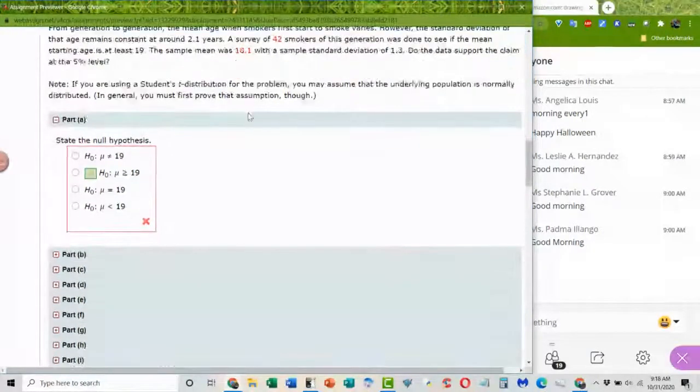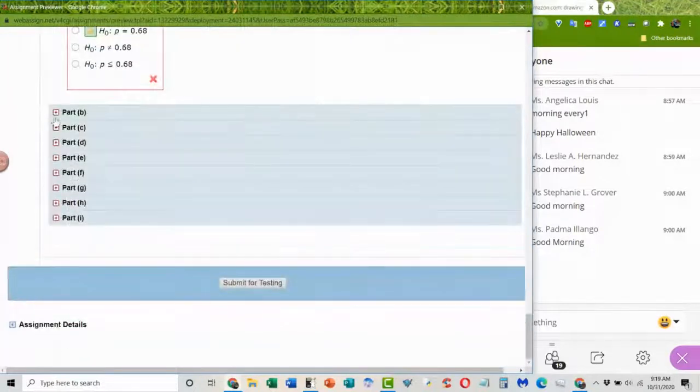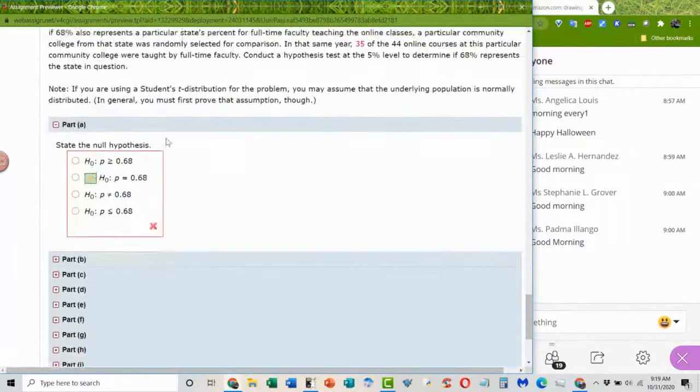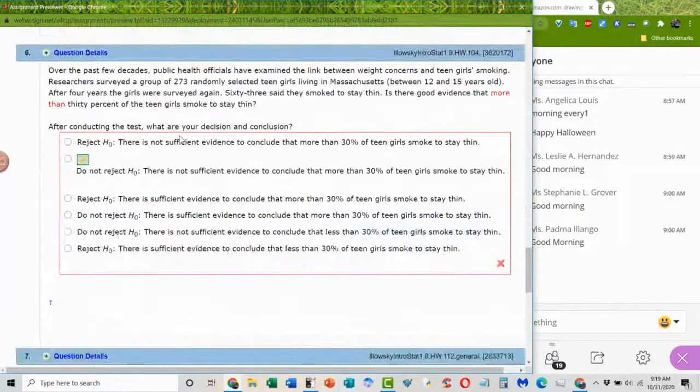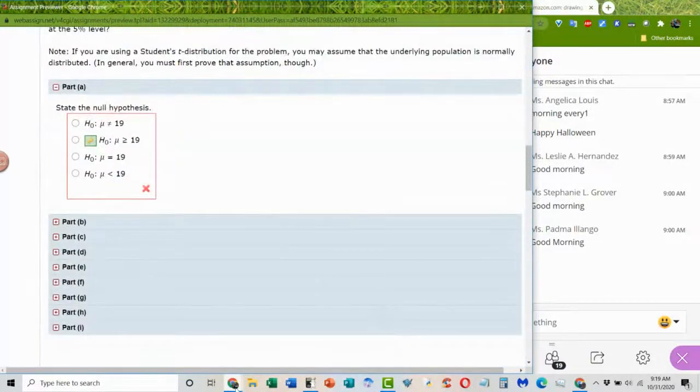All right. So the rest of these problems, there's only seven of them, and yes, there's lots and lots of parts, but it's really all the steps for solving hypothesis testing. There's a bunch of steps.